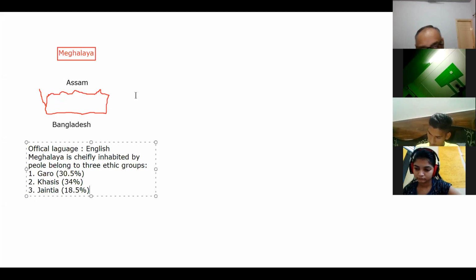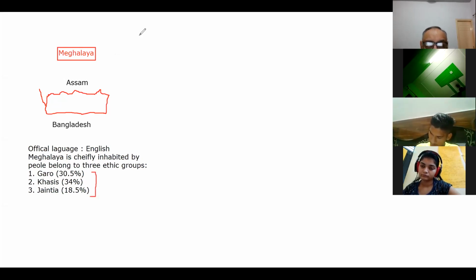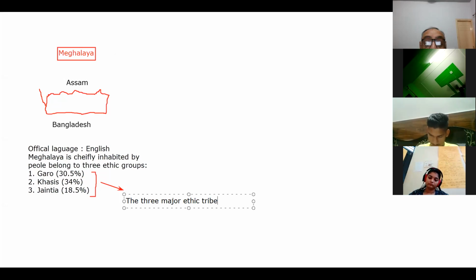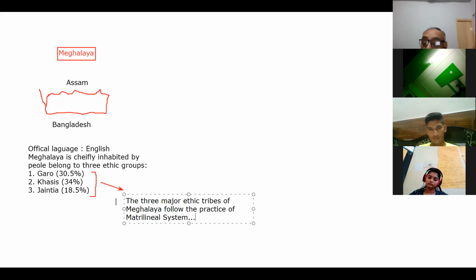So this is about the Garo, Khasi, and Jaintia. But there is one similarity in these three tribal groups. The three major ethnic tribes of Meghalaya follow the practice of the matrilineal system. This is the practice which is followed by all the three major ethnic groups of Meghalaya, that is Garos, Khasis, and Jaintias, right?